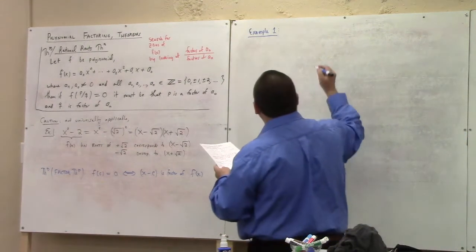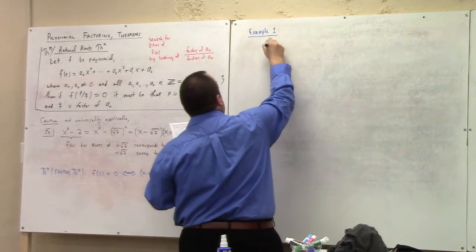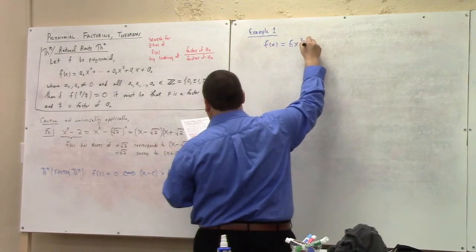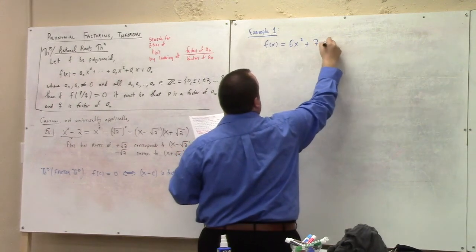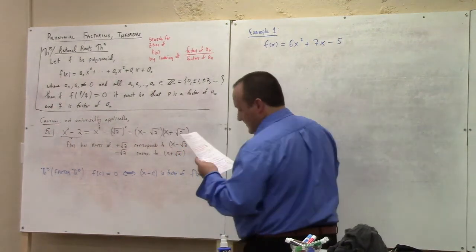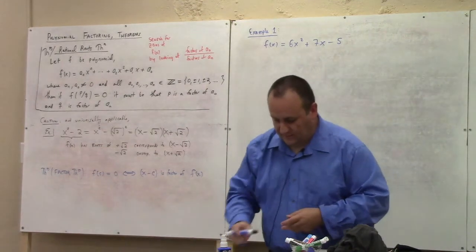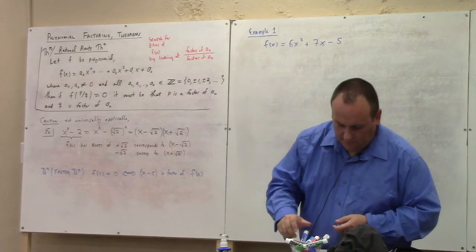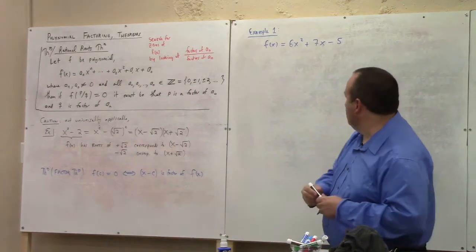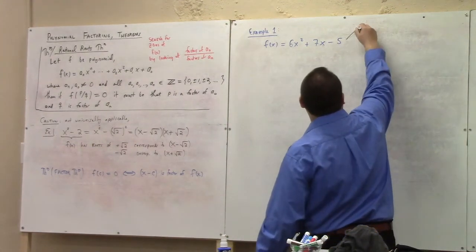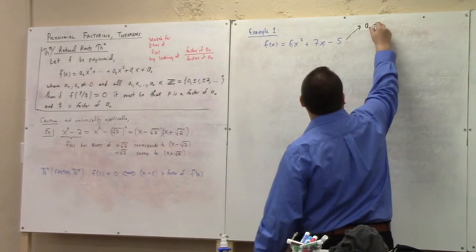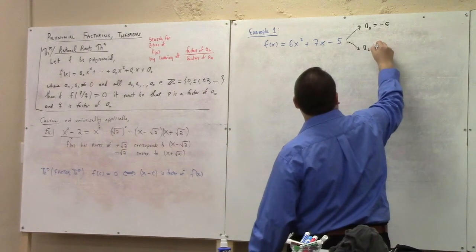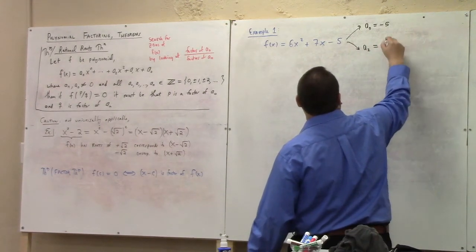But anyway, here's the example I came up with. f of x equals 6x squared plus 7x minus 5, all right? I just want to use this as a springboard for understanding the rational roots theorem. Here we have a sub 0 equal to minus 5, and a sub 2, the leading coefficient, equal to 6, right?